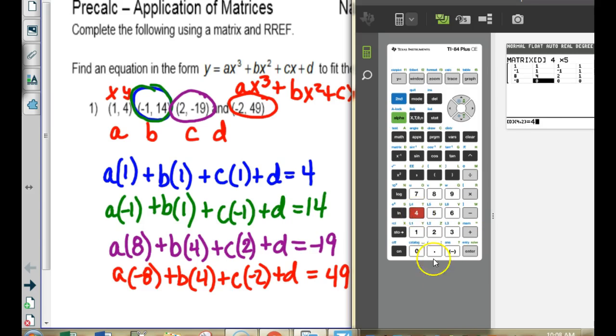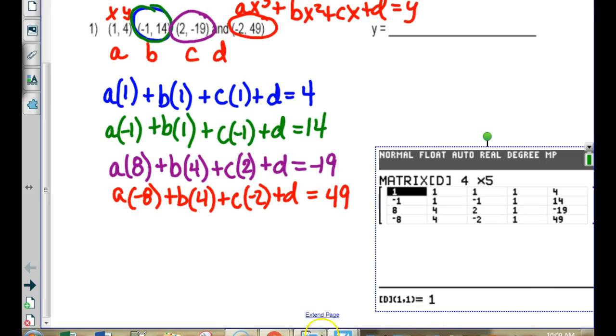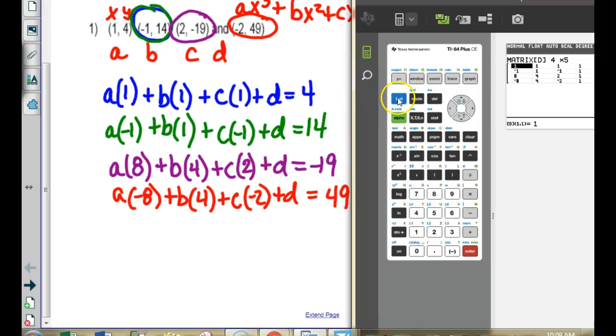Yeah, we're going to write the equation with those in there. Good question. Okay, so I get it entered in hopefully correctly. And then I go back to the home screen and do the Rref business again.